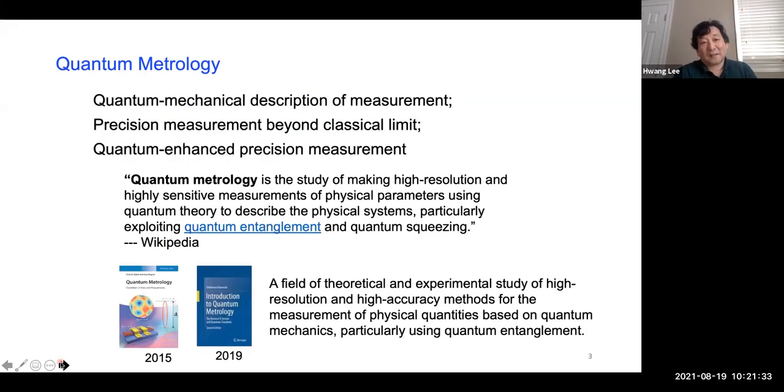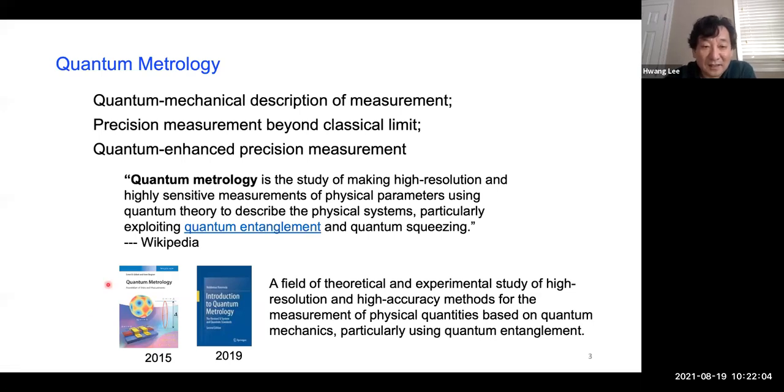So quantum metrology, to me, is a quantum mechanical description of measurement. And to a lesser degree, it is precision measurement beyond the classical limit. Of course, it is probably the same thing, quantum enhanced precision measurement. So I'd like to see what others are saying.